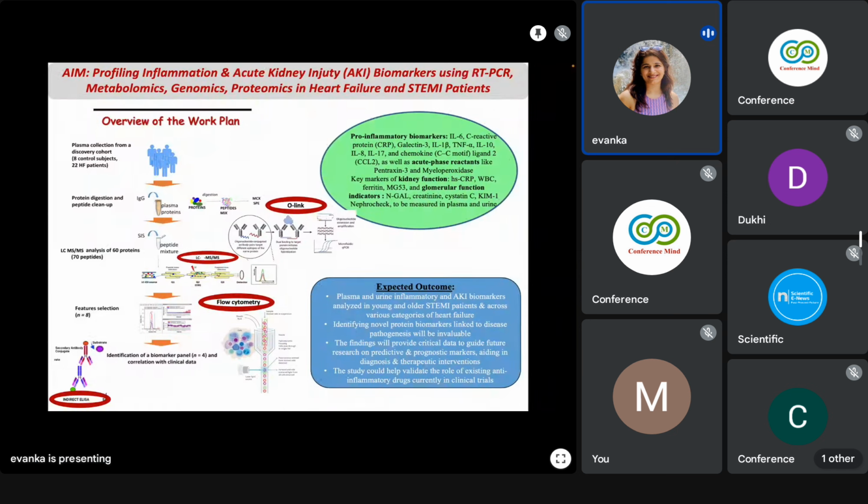So these are a few markers which we have dug into the literature for, and we'll be running both untargeted and targeted proteomics here. So this would serve as a new kind of data which will help us validate the role of already existing anti-inflammatory drugs which are currently in clinical trials.